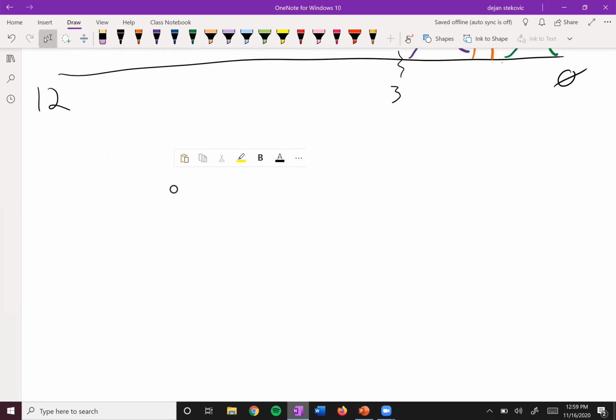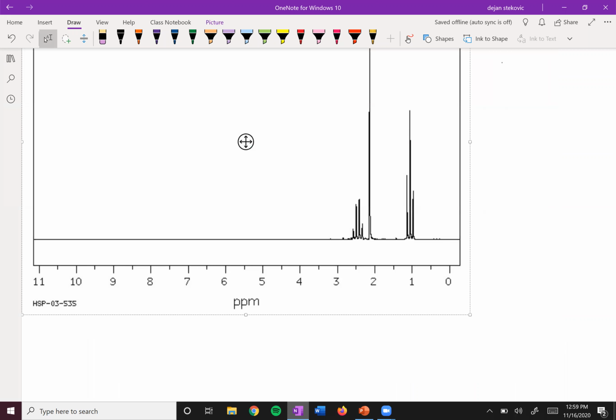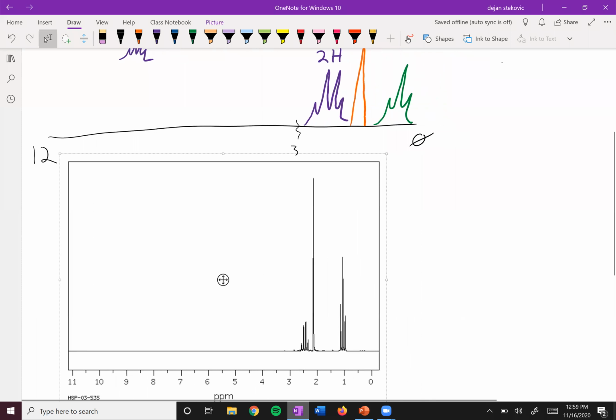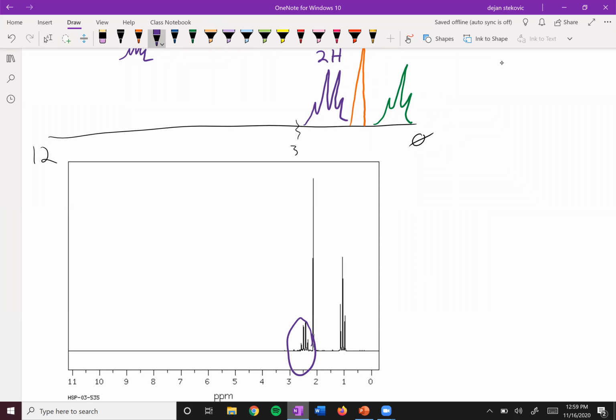So if we actually do Google the NMR of 2-butanone, this is one of the things that's going to pop up, and you can see it matches our spectra quite well, right? We start off here with this quartet. We have this singlet, and then we go into this triplet.